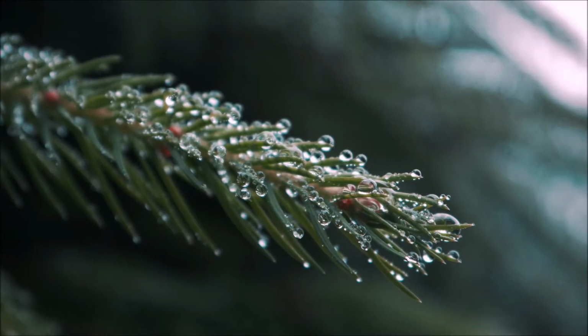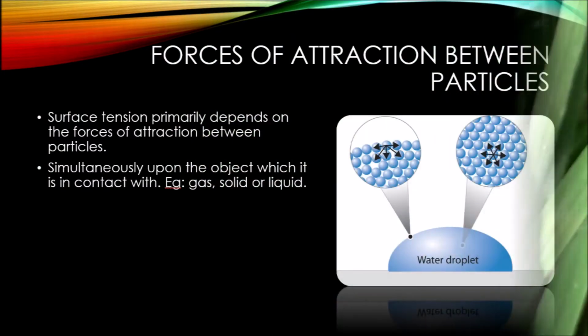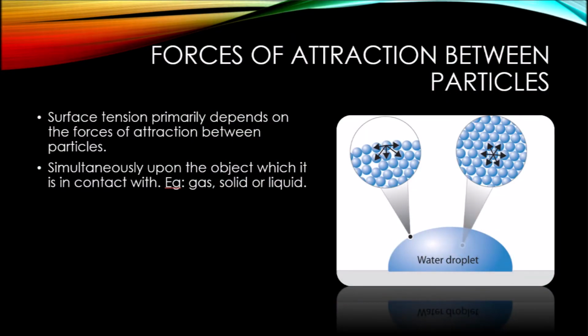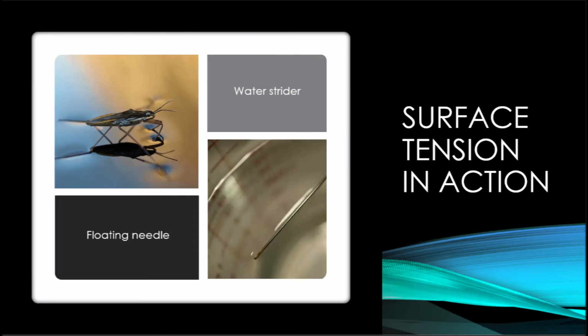The definition of surface tension enables us to understand that it primarily depends on the forces of attraction between the particles within the given liquid, and simultaneously upon the object which it has contact with, let it be gas, solid, or even liquid. Here are two common cases where this phenomenon is showcased: the water strider and the floating needle. But today, we are going to look into something more interesting.